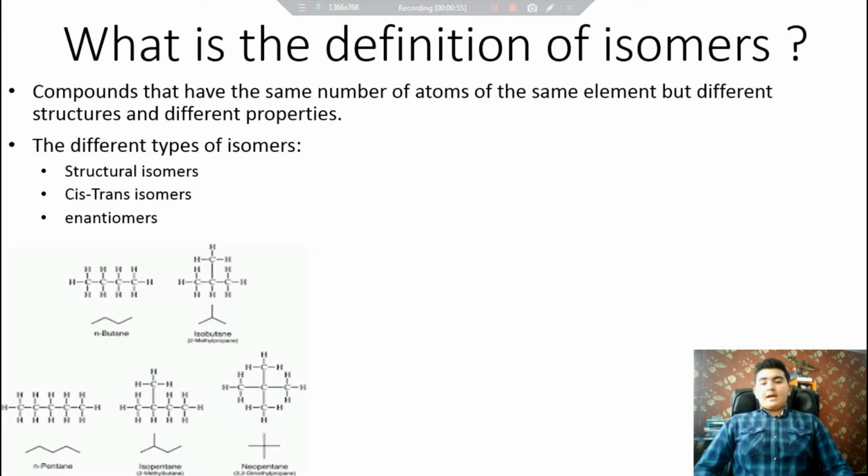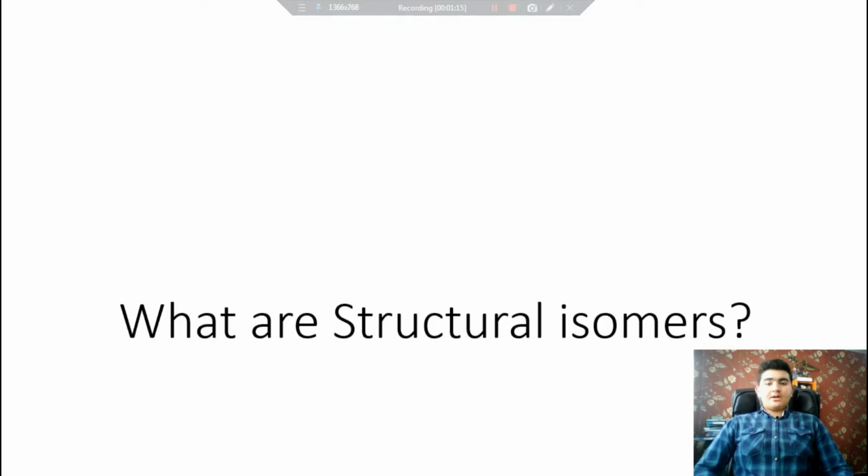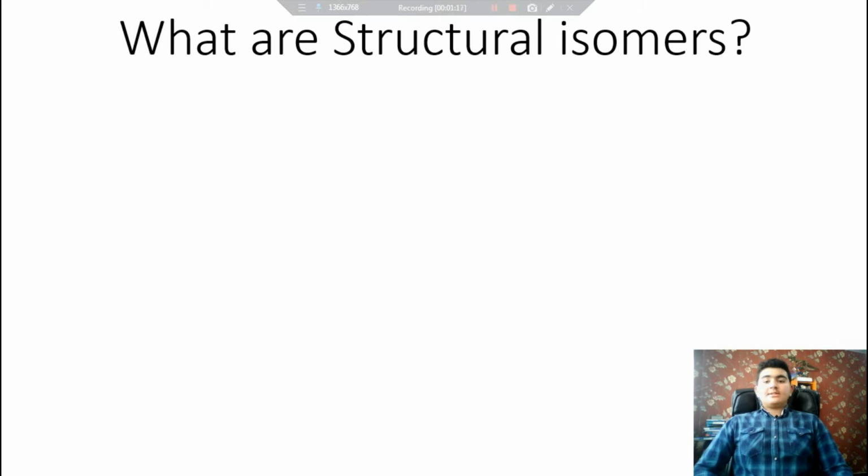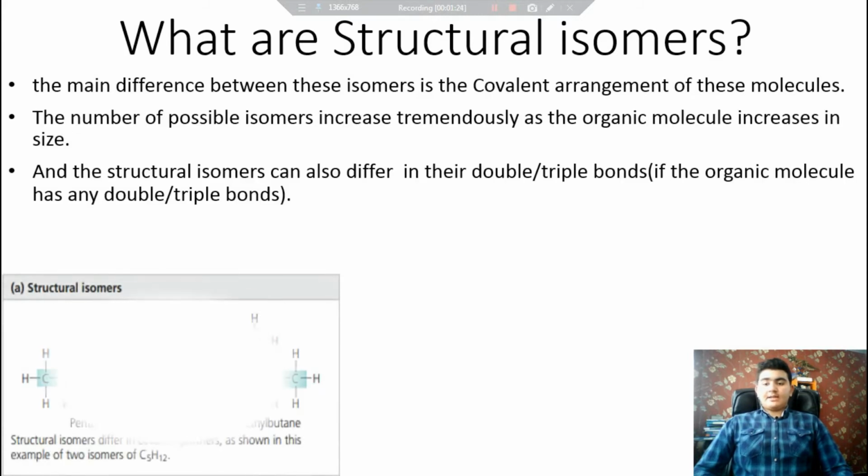Okay, and in this video we are just going to talk about three of these isomers, meaning structural isomers and cis trans isomers, and last but not least enantiomers. Okay, so let's start with structural isomers. Okay, so the main difference of these isomers is the covalent arrangement of their atoms. Okay, and here's an example.